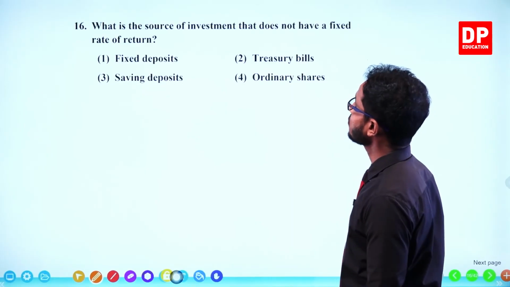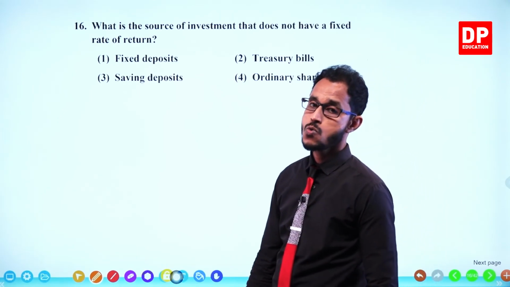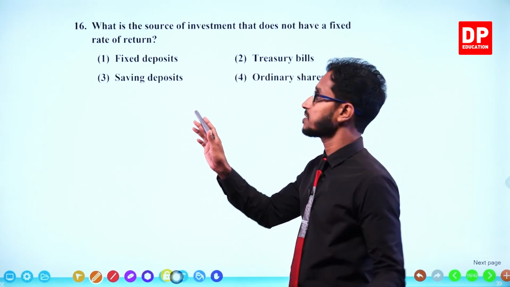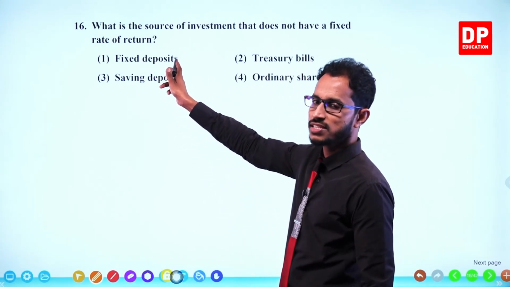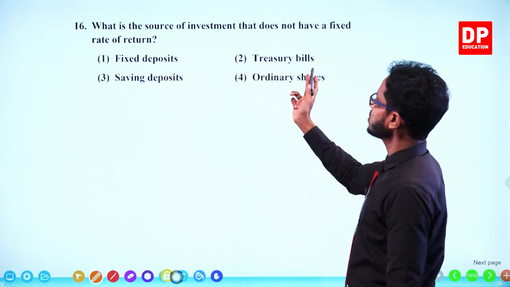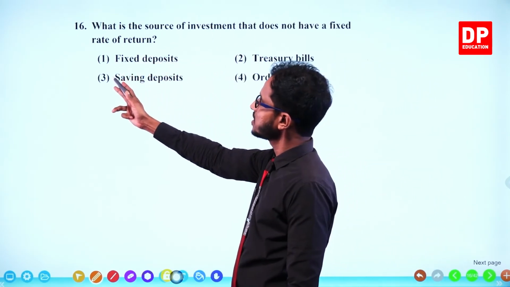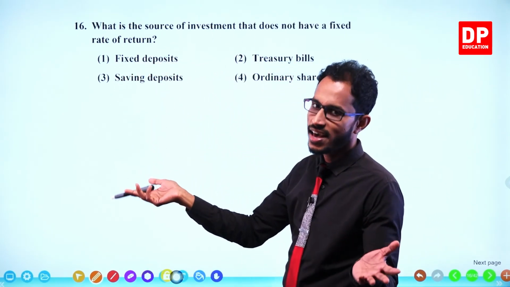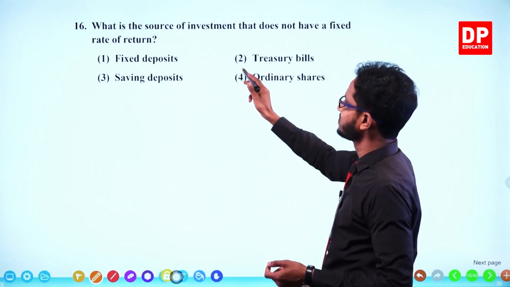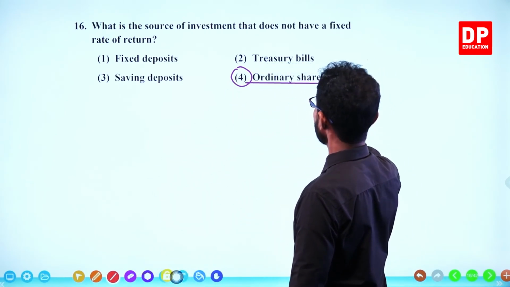What is the source of investment that does not have a fixed rate of return? Fixed deposits have a fixed income, fixed interest. Treasury bills have a fixed income, interest. Savings deposits have interest. Ordinary shares, no. Right. Easy questions to end the paper.